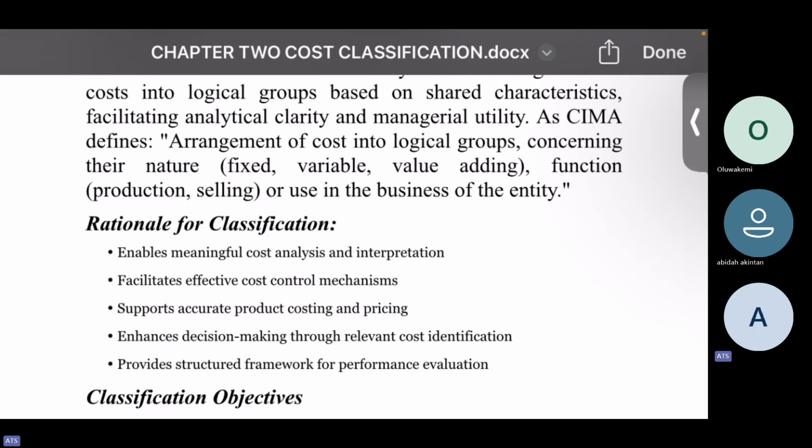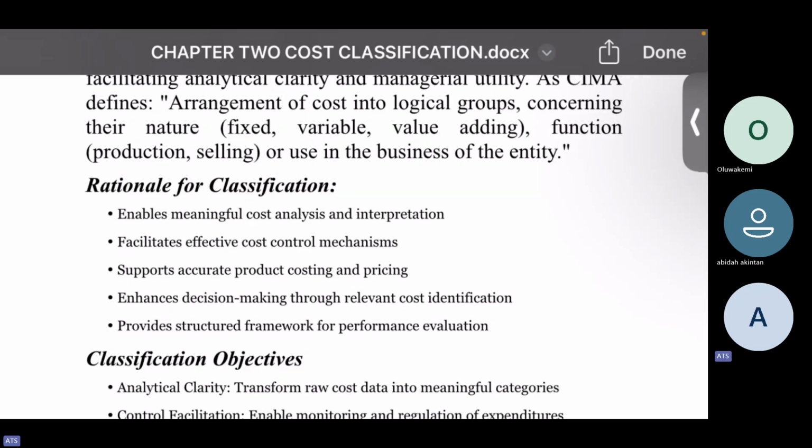However, variable costs depend on the number of products that you produce, right? So one of the reasons why you have to classify cost is to be able to identify which cost is actually relevant to the decision that you're about to take. It enhances decision making. It provides a structured framework for performance evaluation.